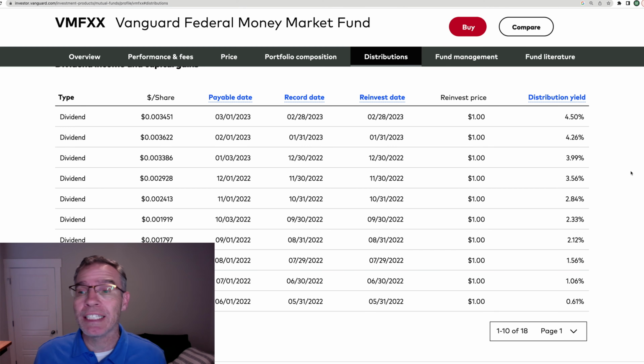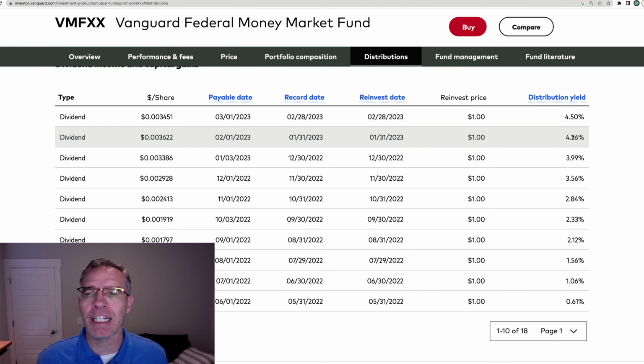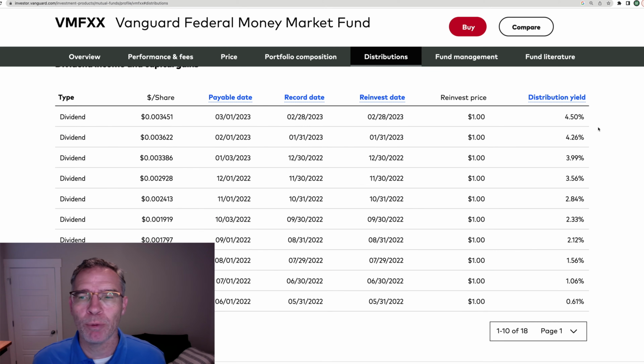Speaking of those rising yields, you can get a nice better picture of that on the Vanguard website to see just how well these distribution yields have been going up. If we look back at June of last year, it was 0.61%. You can see it steadily climbing up to the current around 4.5% there on February 28th.